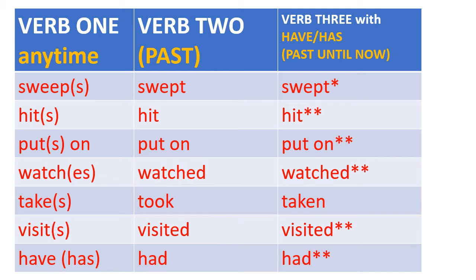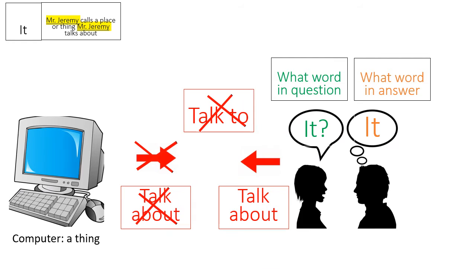Here is a list of verbs that you may use in your questions and answers. Make sure, depending on the time of the action, that you use the correct verb, whether that is verb 1, verb 2, or verb 3. And so today in the questions and answers, you may use the word it in your sentences.